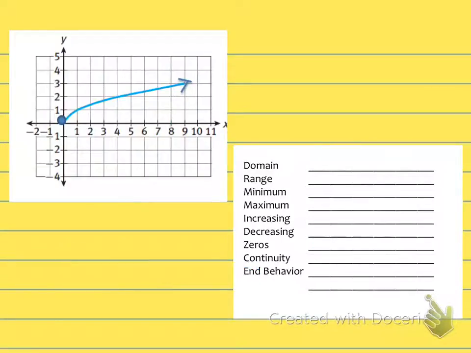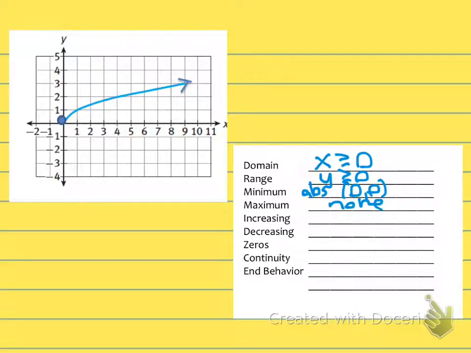And let's do one more. Alright, so looking at this function, notice that this circle is filled in there, right? It's not open, it's not empty. So on this one, your domain is x is greater than or equal to 0, and your range is y is greater than or equal to 0. Your minimum value is absolute, and it is at 0, 0. There is no max, again.